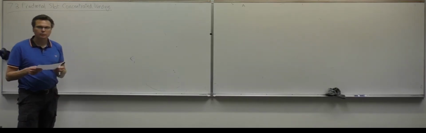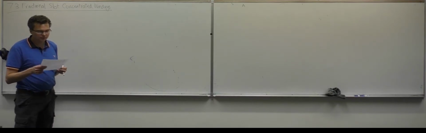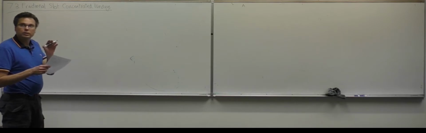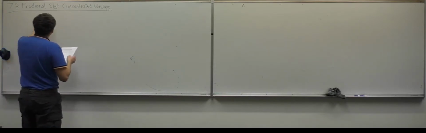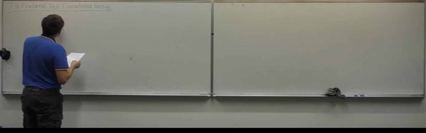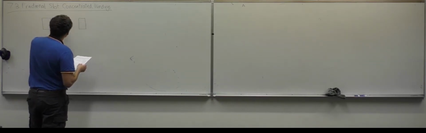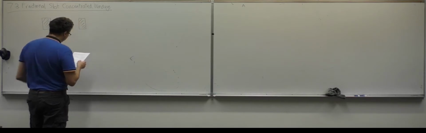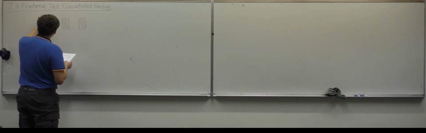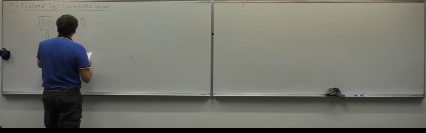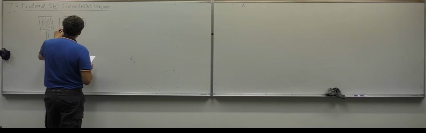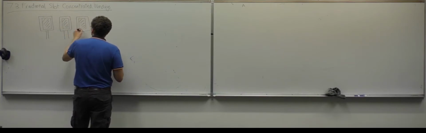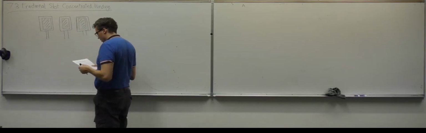Hi, so let's now talk about fractional slot concentrated windings. So what are they? If we look from a top down point of view at the stator and think of these as the stator teeth, a concentrated winding would be one that has the winding going around the stator teeth like shown. It would go around multiple times and then come out. So these are coils that are wrapped around the individual teeth.